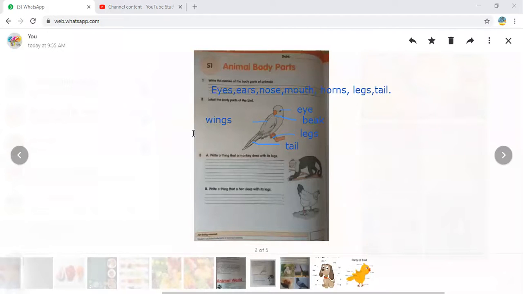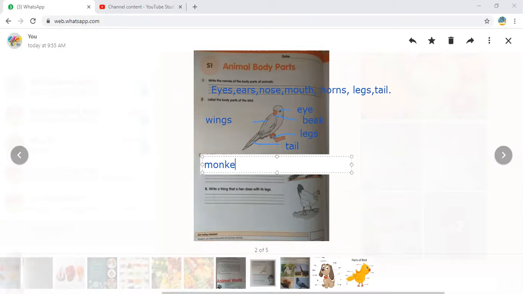Next question. Write the thing that a monkey does with its legs. Yes. To climb. We will write the complete answer. Monkey uses its legs to climb.